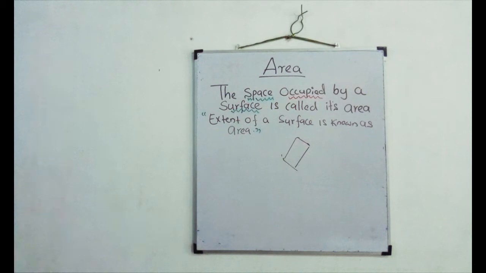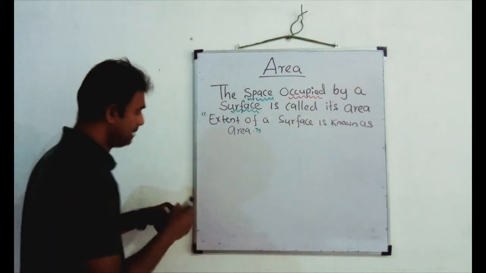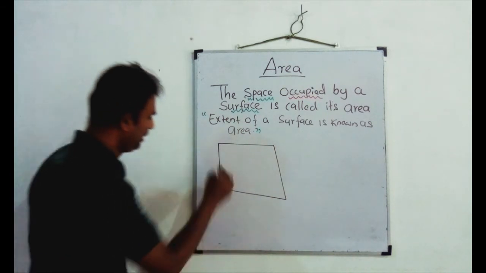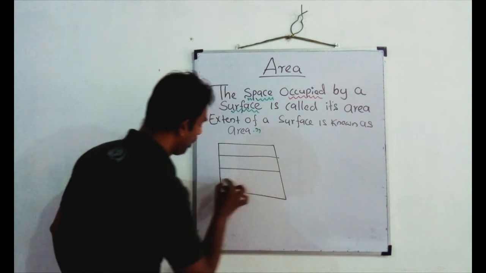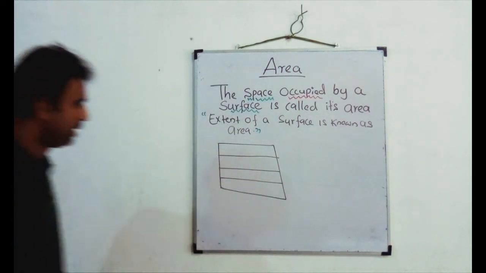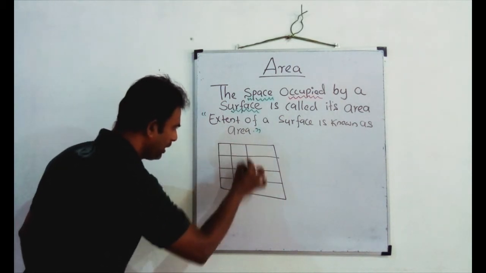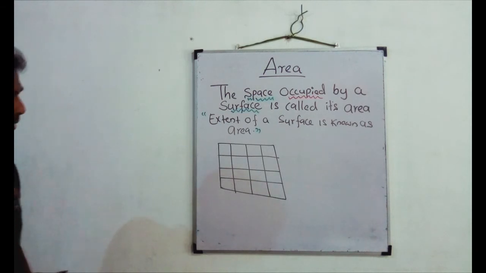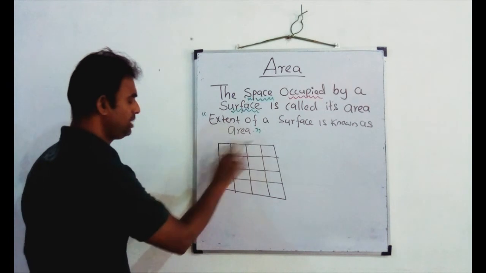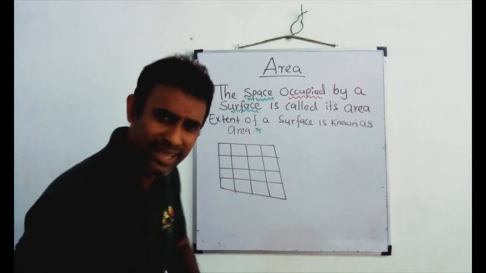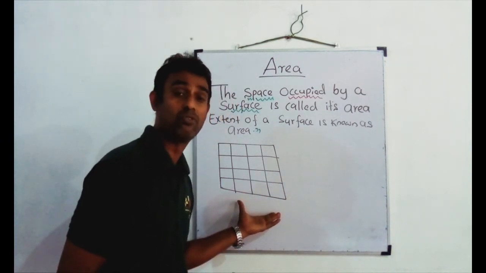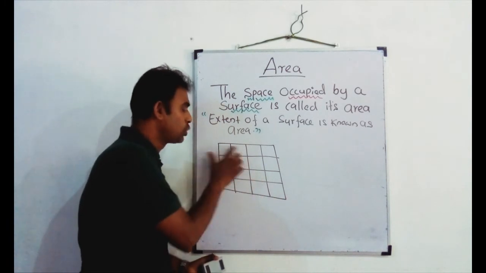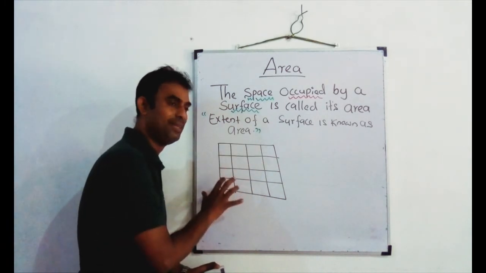Okay, I will draw a diagram. See here, this is a rectangle. I will divide it into 4 equal rows, and as well divide it into another 4 equal columns. Here I want to find the area occupied by this figure. Therefore, I will count these squares to find the area.